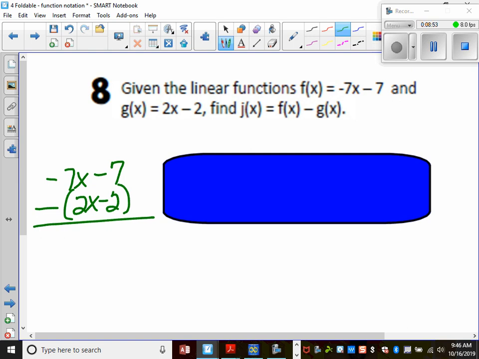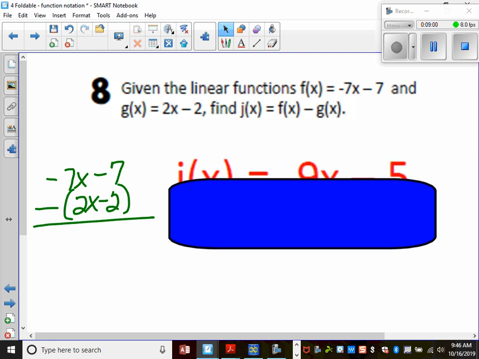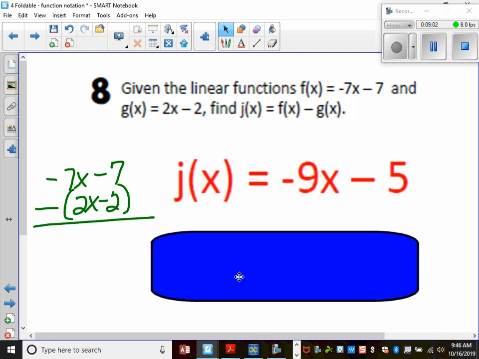All right, who would like to give this one a try? Okay, go ahead. All right, so you should have negative 9x minus 5. Okay, because again, that minus sign changes that to a positive 2. So you want to make sure you're not making a mistake there.